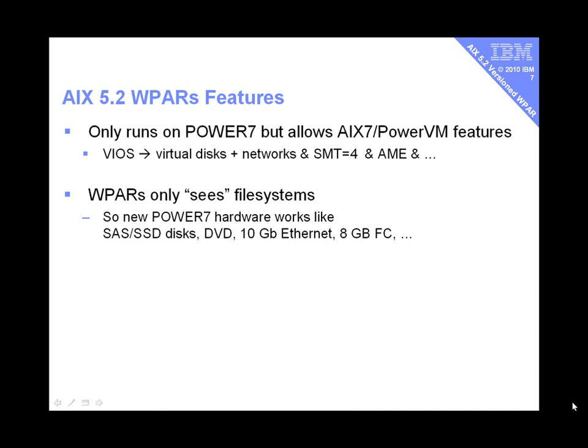Also, because the WPAR only sees file systems as opposed to the real disks in the machine, the WPAR can be supported by newer disks, things that it's never seen before. Like SAS disks or solid-state disks, which can now be underlying WPARs. DVD drives, for example, even 10 gigabit Ethernet wasn't invented at the time, and certainly not the 8 gigabit fiber channel adapters. So all of that can actually be supported. The WPAR will not actually know that that's underneath the covers.